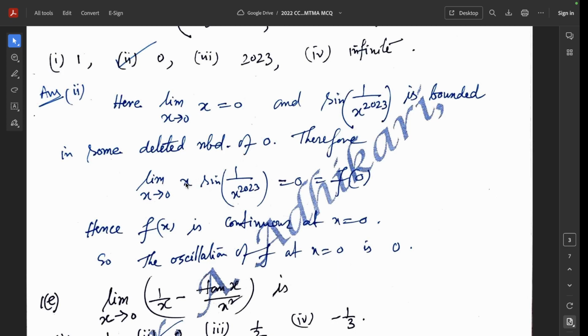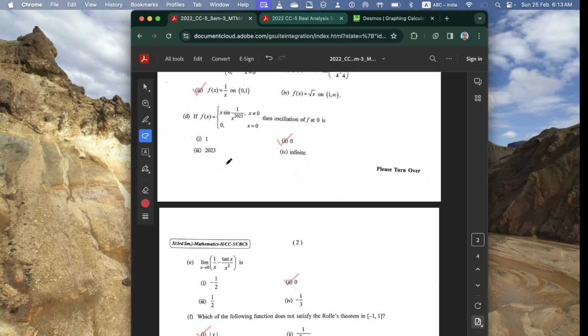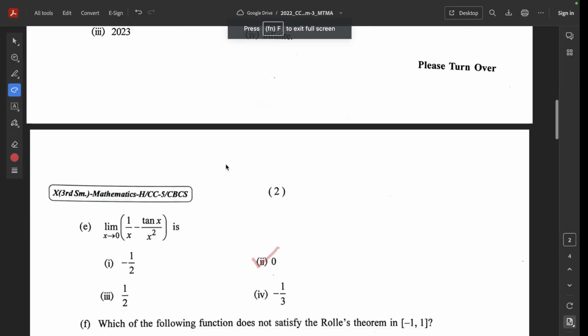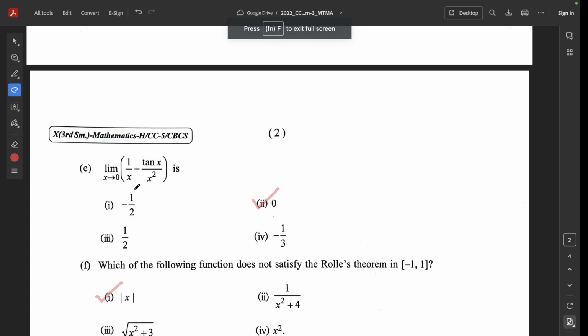And for this function f(x) equal to g(x) times h(x), if h(x) is bounded in some neighborhood, and the limit of g(x) tends to 0, then the limit of the product of g(x) and h(x) as x tends to a is equal to 0, from the theorem of limits. Question E, the limit as x tends to 0 of 1 by x minus tan x by x square: the correct option is 2, that is 0.